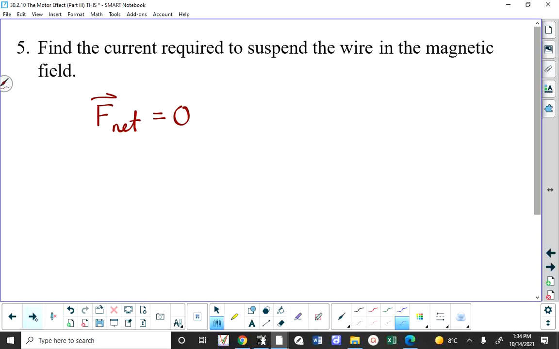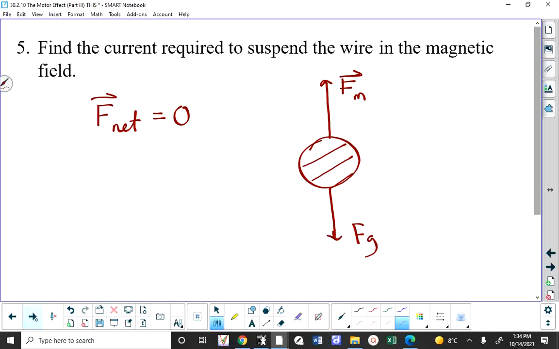So the idea here is that if this is the cross section of the wire and this is the magnetic force, the force due to gravity is equal in magnitude but opposite in direction. In which case we can do this. ILB equals mg. So the current that would accomplish this magical levitation would be mg over LB.